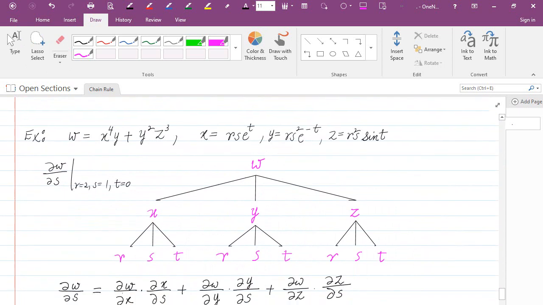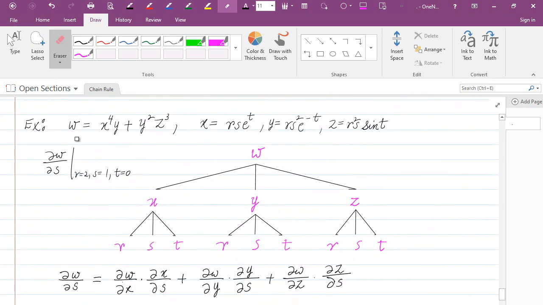Let's do another example. Let's say that now we have w is a function of x, y, and z, and x, y, and z are each functions of the variables r, s, and t. So x is rs e to the t, y is rs squared e to the negative t, z is r squared s sine t. Let's say we want to find the partial derivative of w with respect to s and evaluate that at r equal to 2, s equal to 1, and t equal to 0.